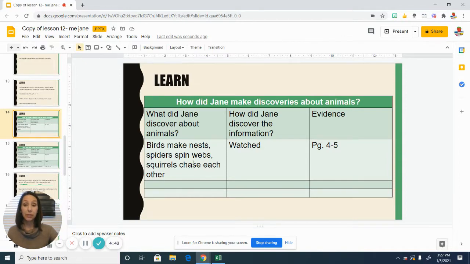Okay, so I included what she discovered: birds make nests, spiders spin webs, and squirrels chase each other. And the way that she found out this information was by watching. She watched the animals in the backyard. And this came from, I know you couldn't see it on the screen, pages 4 and 5 in the book. So let's go look for another piece of evidence that we can use in our informative paragraph.